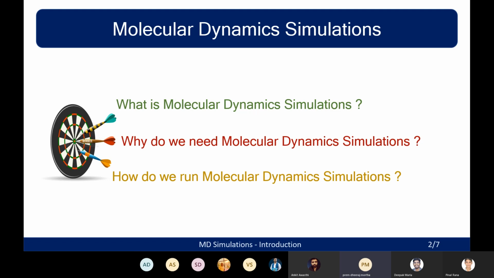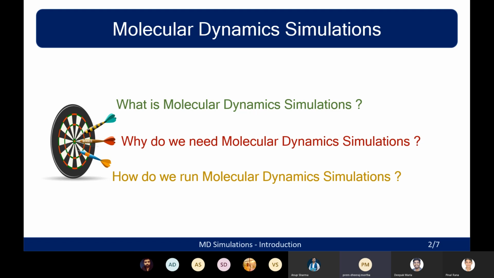The second question is: why do we need molecular dynamic simulations? This is rather involved, so I would only try to convince you that molecular dynamic simulations are gaining a lot of popularity for a reason. I would mention a few areas where people are extensively using them, and hope that would answer why we need molecular dynamic simulations.